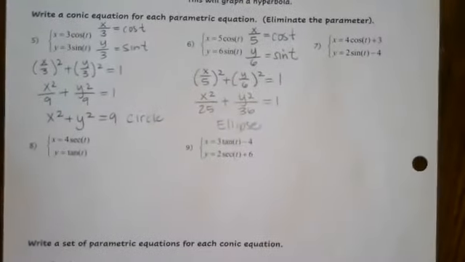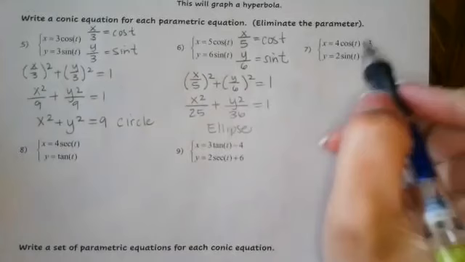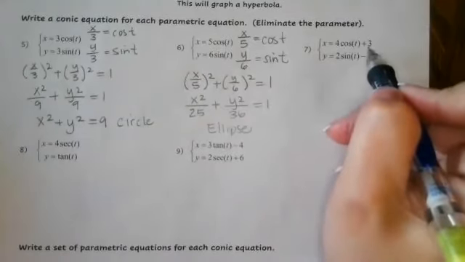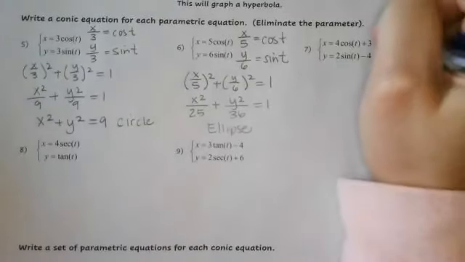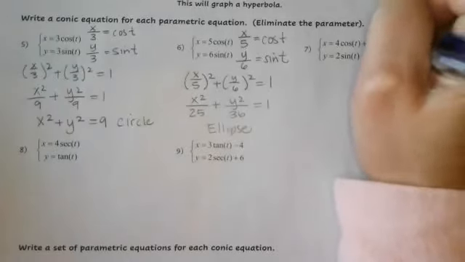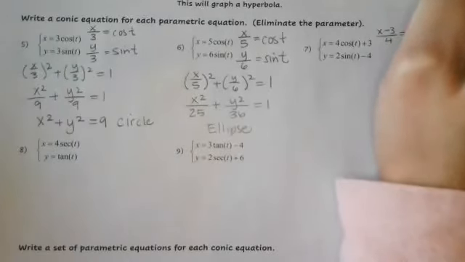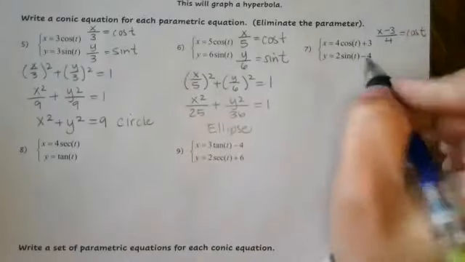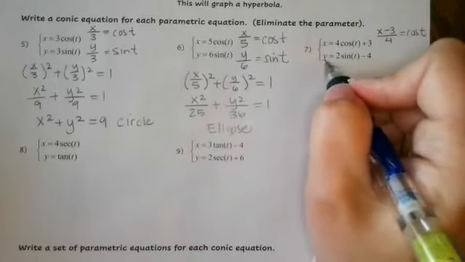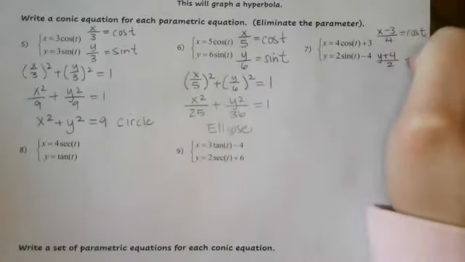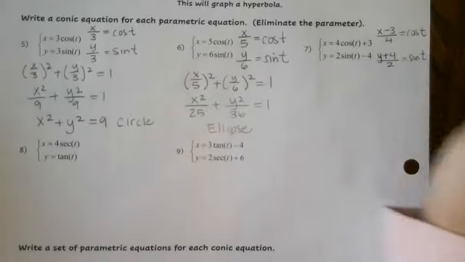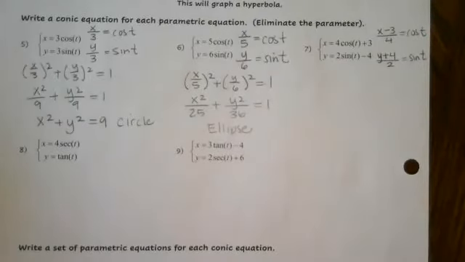All right, so the first thing I'm going to do here to get this cosine t isolated would be to subtract the 3 to the other side, and then we would divide by 4. So we get x minus 3 over 4 is equal to the cosine of t. For this one, I would add the 4 to get it to the other side, so we get y plus 4 divided by the 2 is equal to sine of t. You're always going to want to isolate those so that you can put them into the identities.